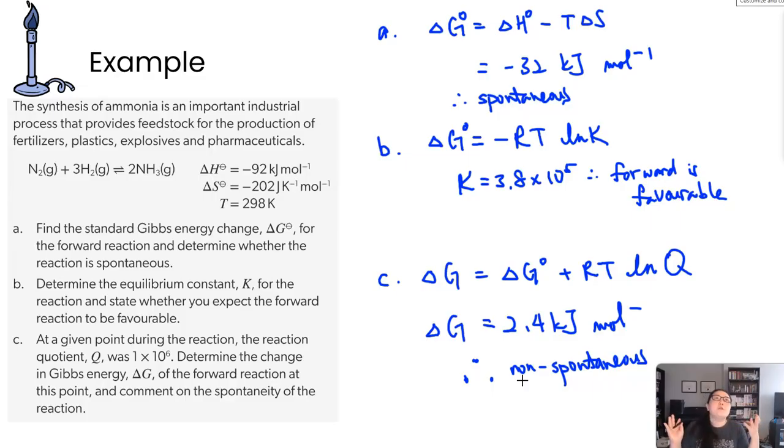Now, of course, you can check your answer for this particular third question by taking a look at the Q and the K value. You know that this is your K value. You take a look at your Q value. You see that this is bigger than that. So that means you have more products than your system would have at equilibrium. So that means it's gone past those equilibrium concentrations. It is going to favor the reverse reaction.